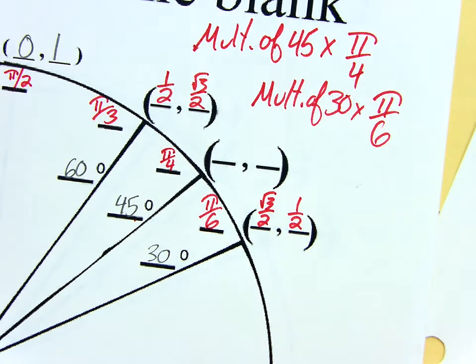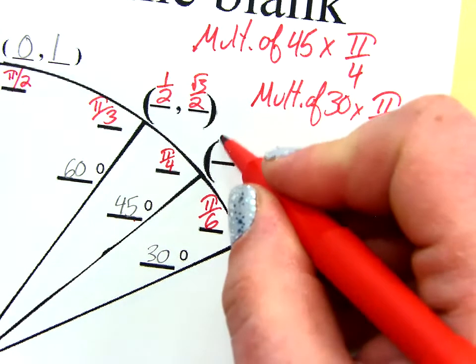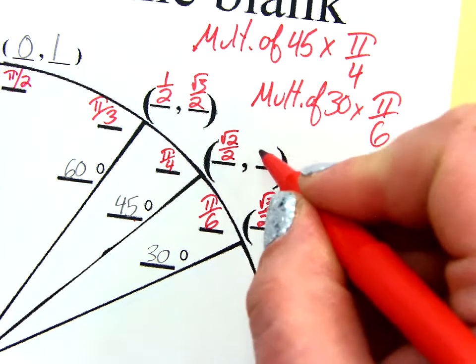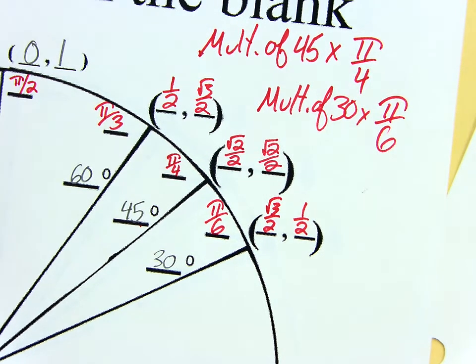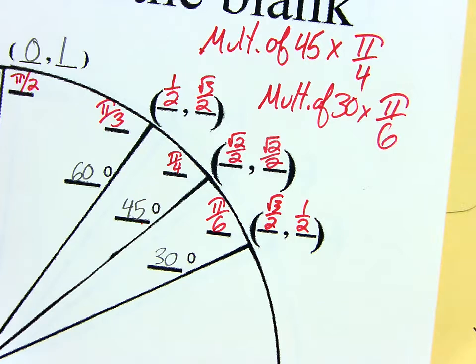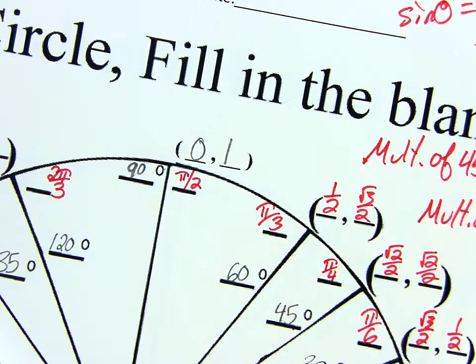And then the only one I have left to do is the 45s, but that's pretty easy. I just look at my chart. It's √2/2, and they're both the same, so you can't mess that up. Or I guess you could, but... So once you have these three, it's not that hard to fill in the rest because we remember everything is mirrored over. You do have to adjust the signs though, so positive, negative, depending on what quadrant you're in.